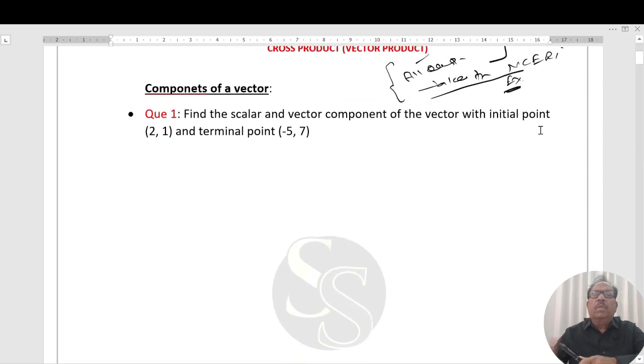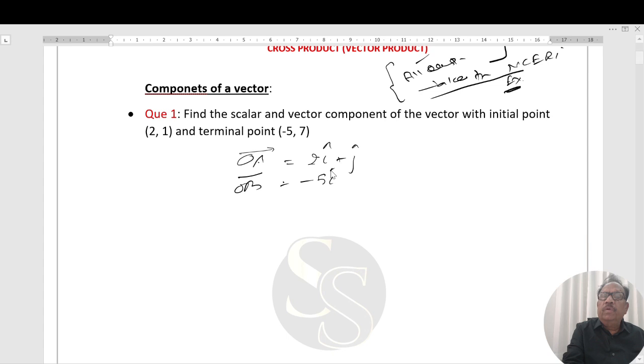First question is components of a vector. Find the scalar and vector components of the vector with initial point (2, 1) and terminal point (-5, 7). Initial point is OA, that is 2i plus j. Terminal point is OB, that is minus 5i plus 7j. With initial point A and terminal point B, we have to find the vector AB. AB will be equal to OB minus OA.